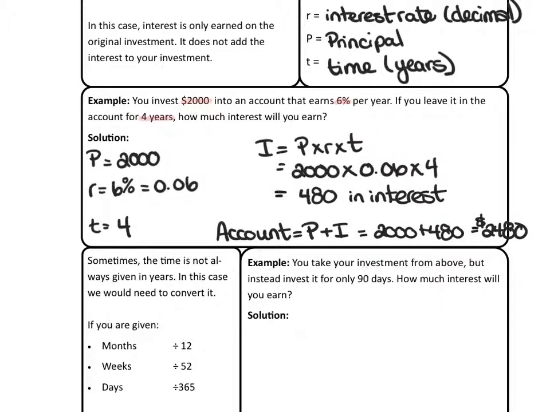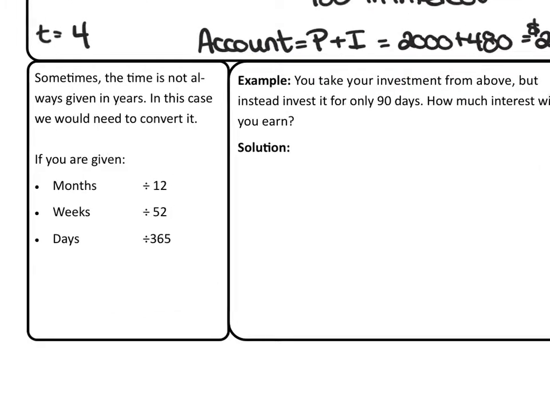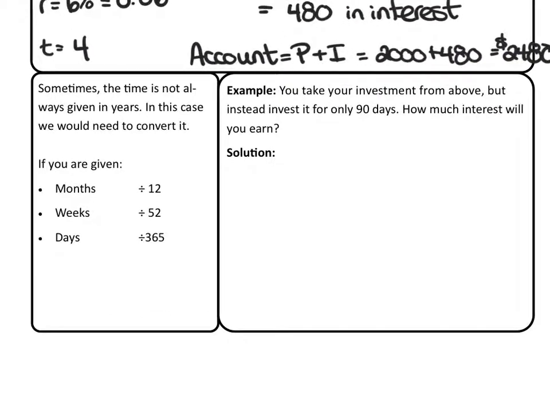Okay, now that's a pretty simple example because the time is in years. Like I said before, it's not always in years. So let's look at what happens when it's not. If it's not, you need to convert it. And the way we convert it is if it's given in months, we're going to divide by 12 because that will give us a number of months in years. Weeks we'll divide by 52, and if it's in days, we're going to divide by 365.